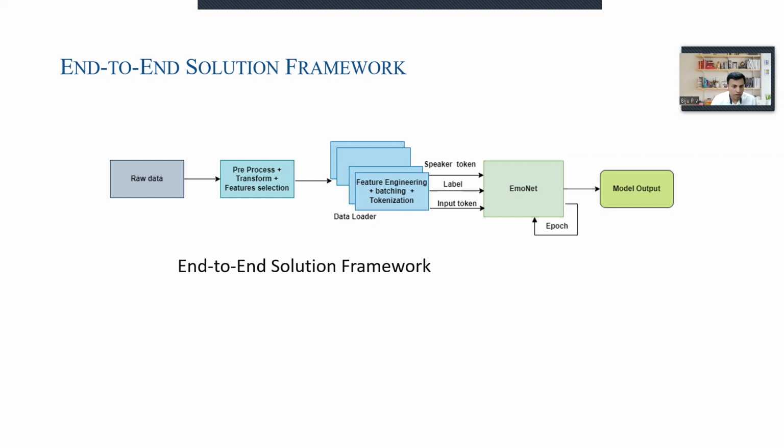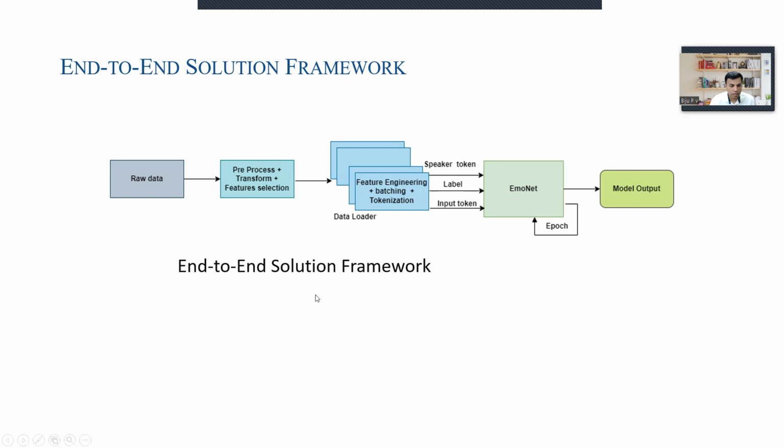Then in the next block we can see the data loader, and it basically does the feature engineering, converting the speaker and utterance into the dialogue context, as well as the speaker behavior. Then batching happens. Here our choice of batch size is 1. Then we need to input this into the EmoNet. Before that, we need to tokenize it. We tokenize with the RoBERTa tokenizer.